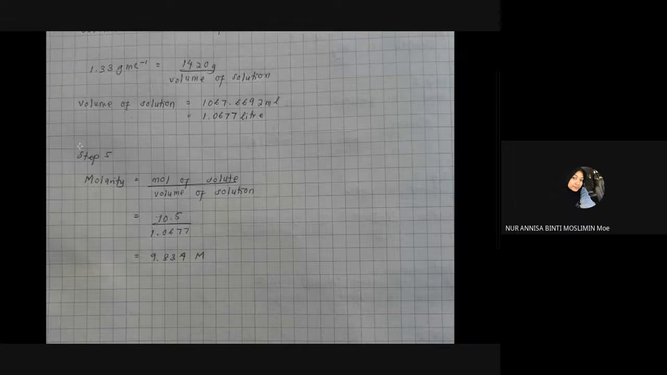So for the last step, molarity, we already got the moles of solute, which is 10.5 moles, and the volume of solution in liters, which is 1.0677. So the last answer is 9.83 M molarity, or it can be mol L^-1.